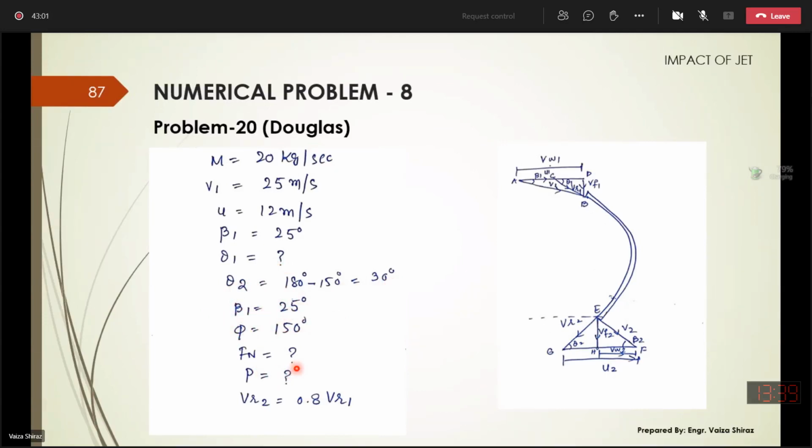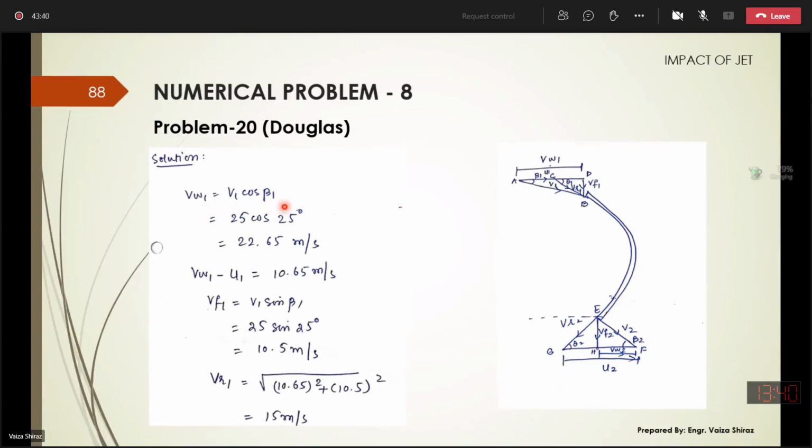Fn is not given, P is not given. You have to find these. Also, it is mentioned that VR2 is 80% of VR1. So it is 0.8 times VR1. So if you see, VR1 is also not given in this, you have to find that as well. It is a moving case, so the equation will have VR, not V. So first you have to find VR1, and angle theta 1 is also not given, you have to find it. For that, you will solve the triangle, and you will find out the velocity and the respective angle. Then you will apply the equation to find out Fn and Ft.